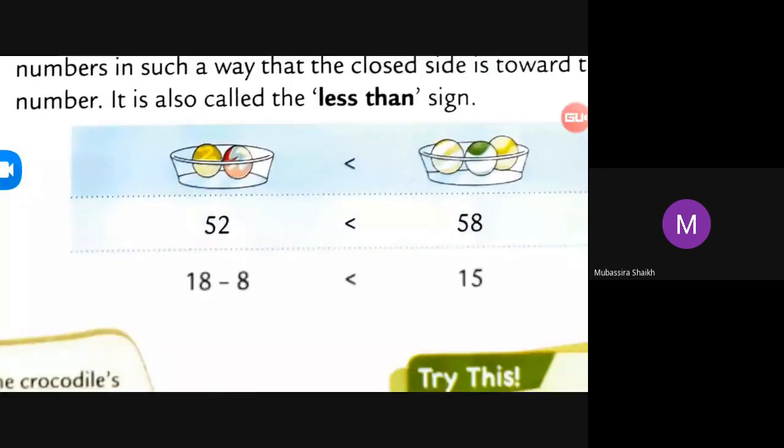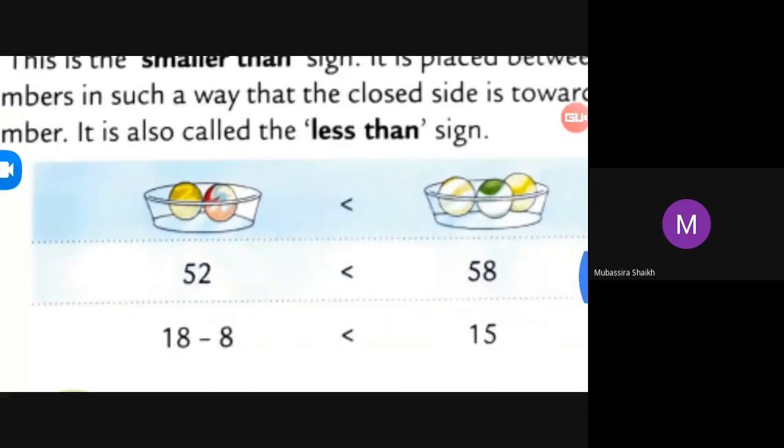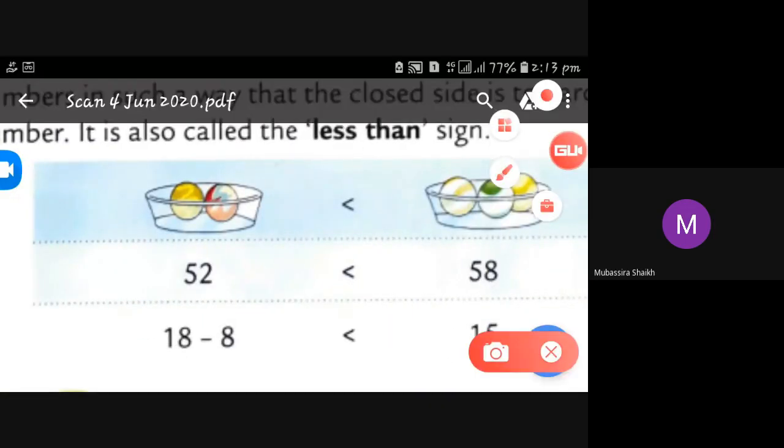So here, next one. Which sign is it? You can see this. This is the less than sign. Okay. Here, 52 is small.